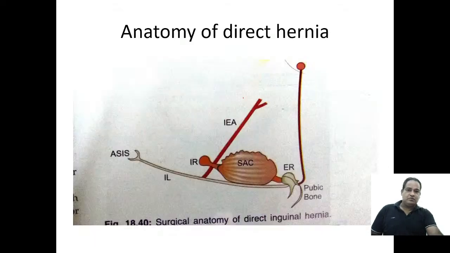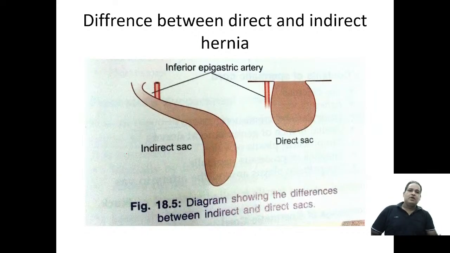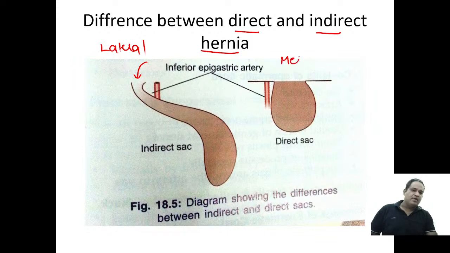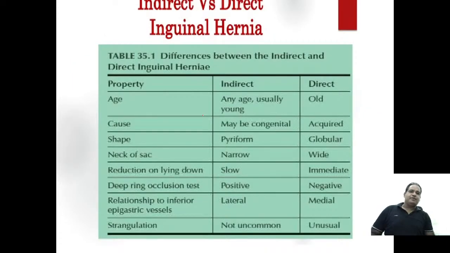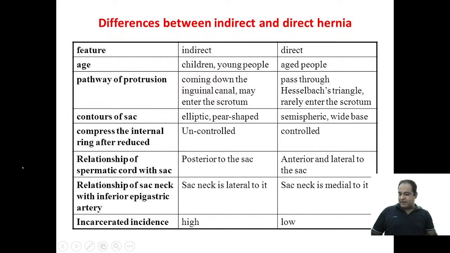Now you see, this is the difference between direct and indirect hernia. Indirect will be lateral to the inferior epigastric artery. Direct will be medial. This is the difference. I have summarized the difference. Maybe you would like to take a screenshot. This image is better.